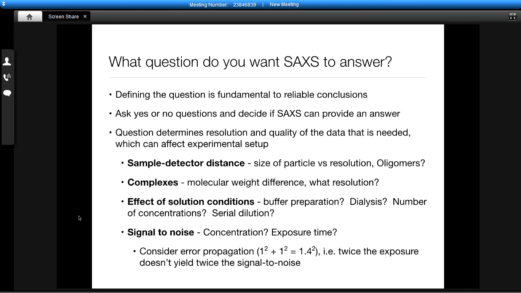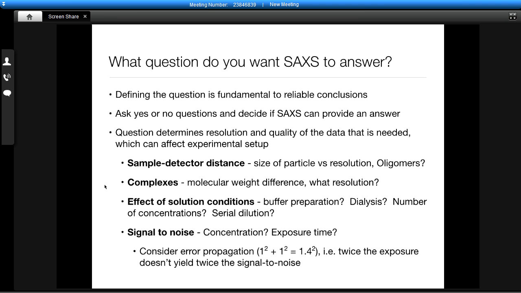Having an envelope obviously is useful, but an envelope in and of itself is really not the purpose of SAXS. It's useful information from SAXS, but you want to have a question that SAXS can actually provide an answer to. So you want to make sure that the question drives how your experimental setup is determined. If you've got a very large particle, then you want to make sure you pull your detector back, right? So you get a large sample to detector distance in order to get those low resolution Q values.